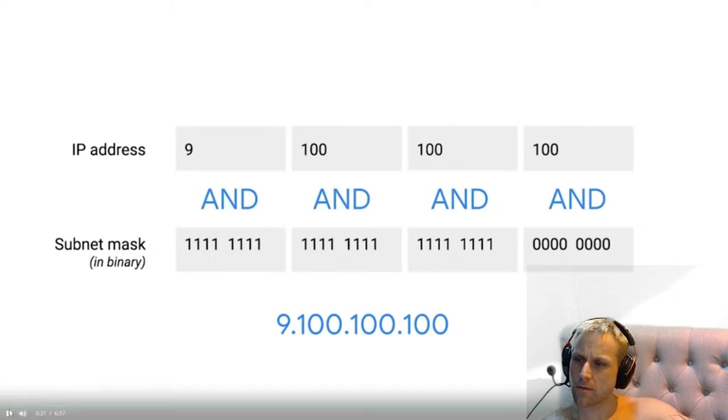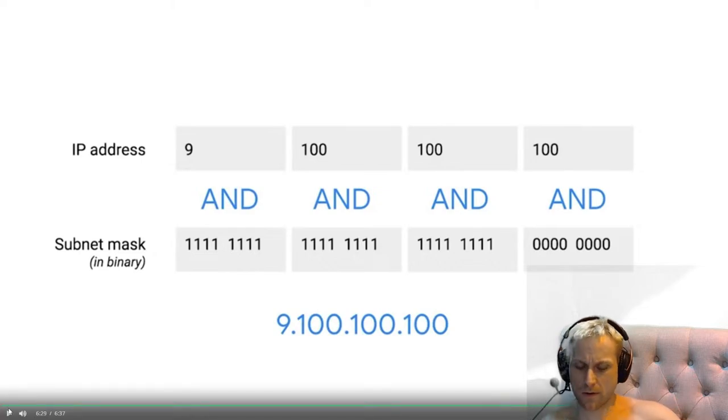Just perform this operation, and it can now compare the result with its own network ID to determine if the address is on the same network or a different one.